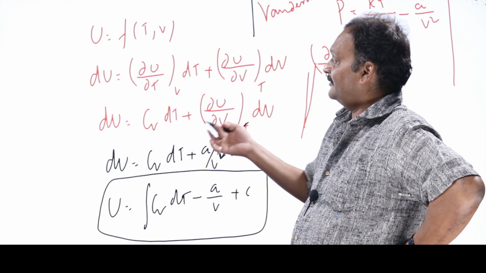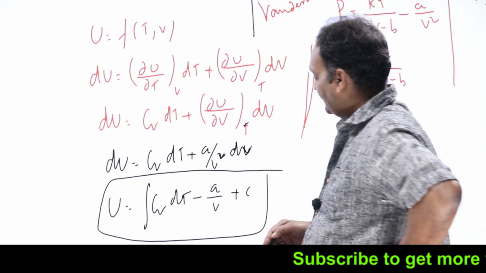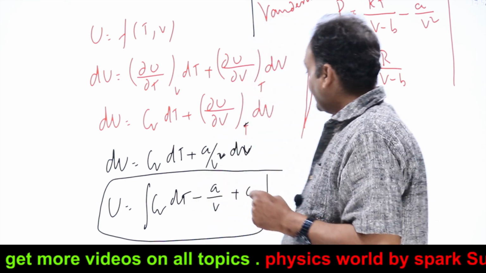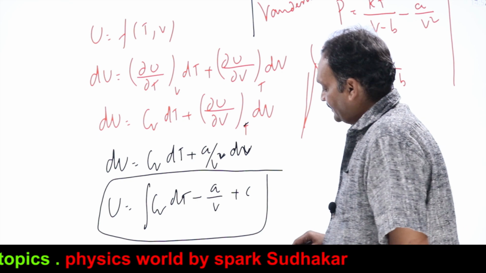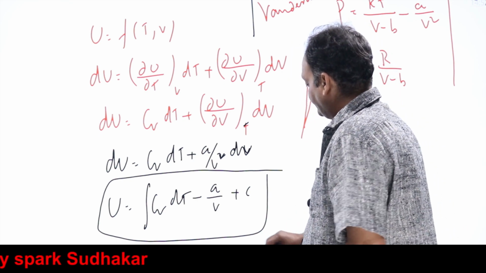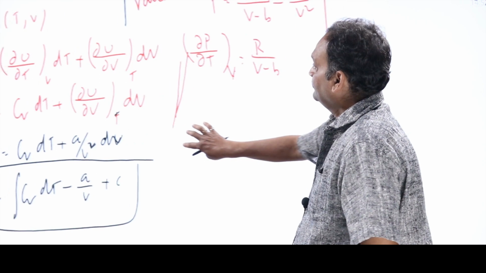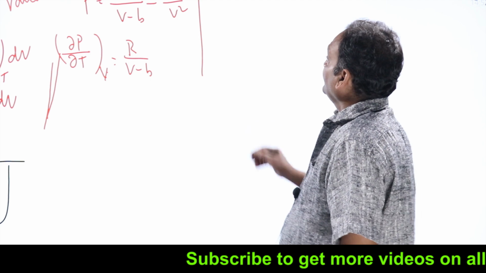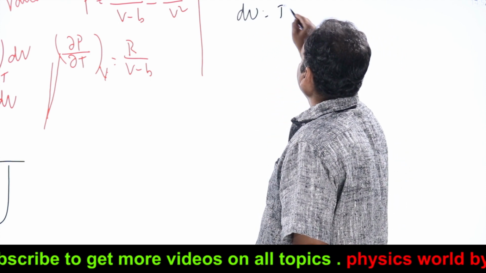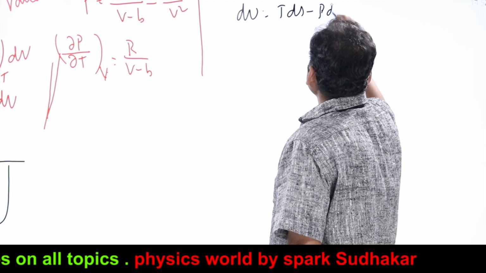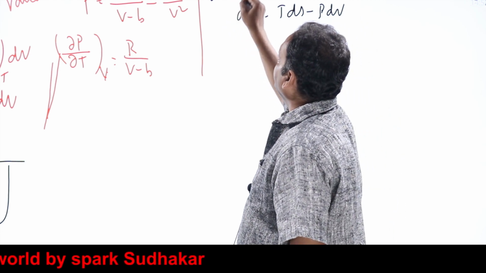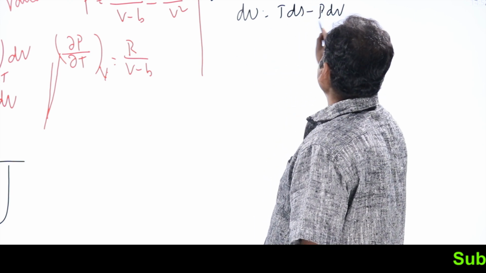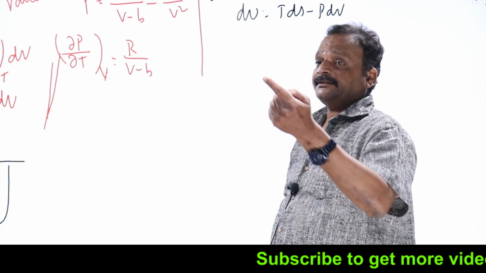Next we'll go into the second energy equation. The second energy equation gives us the variation of internal energy with pressure. How do we proceed? Again dU equals TdS minus PdV. Now we are going for the second energy equation, about the variation of internal energy with pressure.